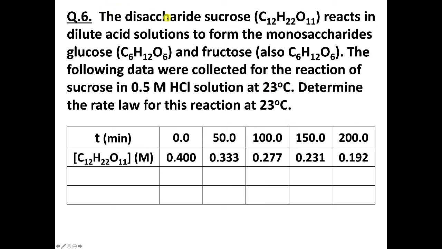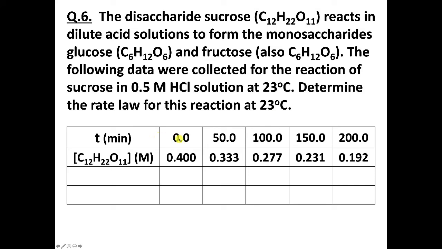Question 6: the disaccharide sucrose reacts in dilute acid solutions to form the monosaccharides glucose and fructose. So you may be aware sucrose is actually glucose bonded to, or combined with, fructose. These two monosaccharides make the disaccharide, and you can split the disaccharide into its two components in an acid solution. And here is some data that was collected for this reaction of sucrose in hydrochloric acid.